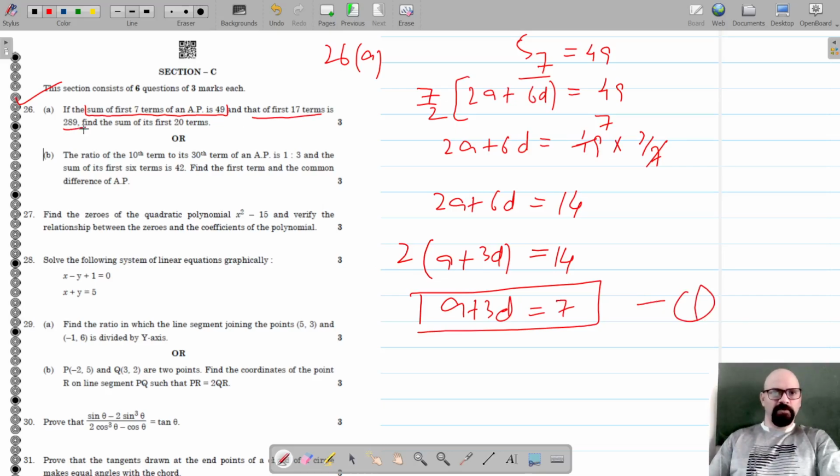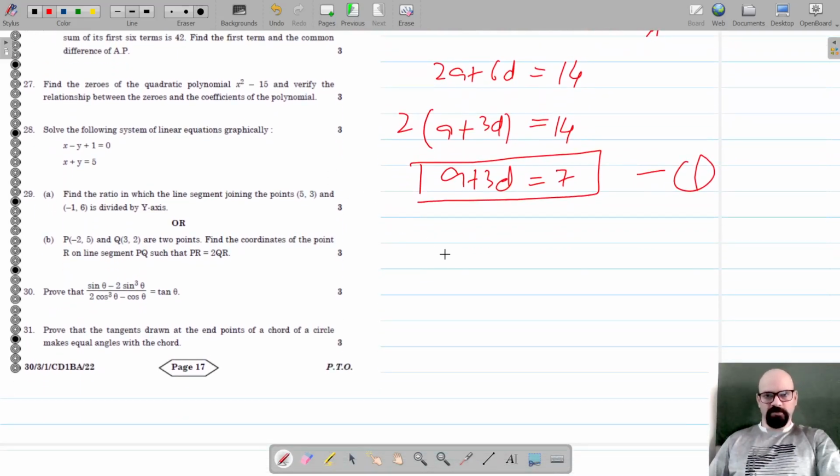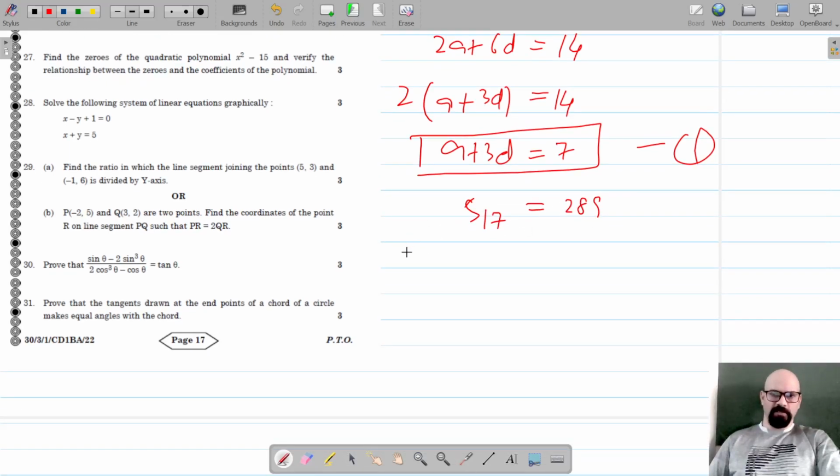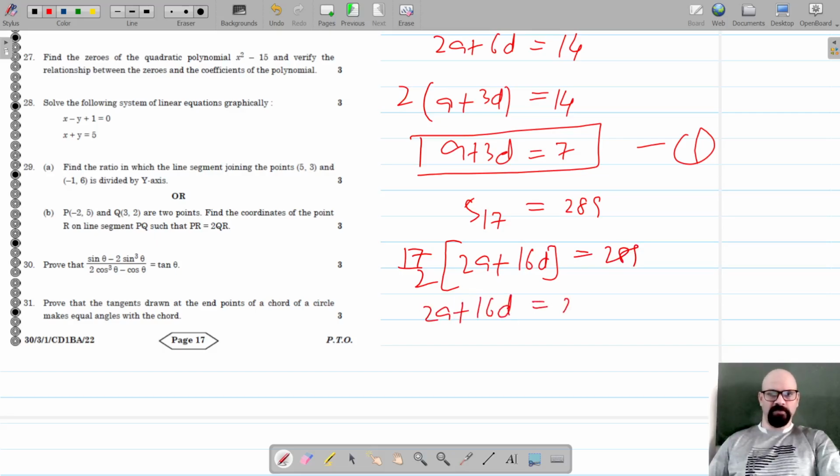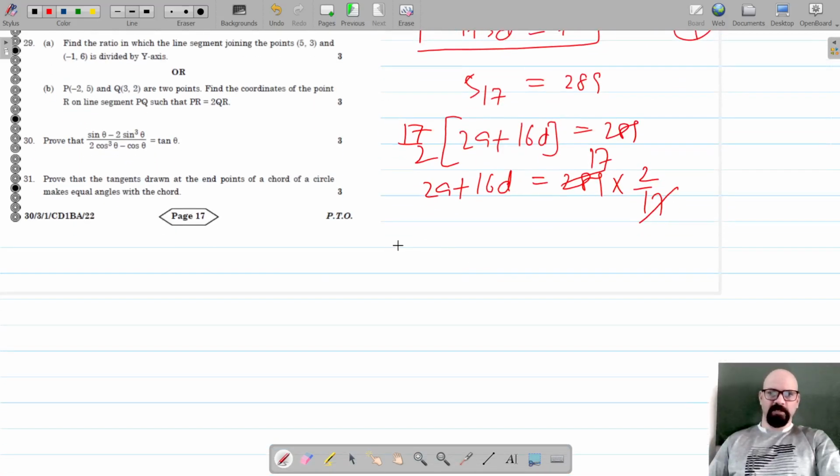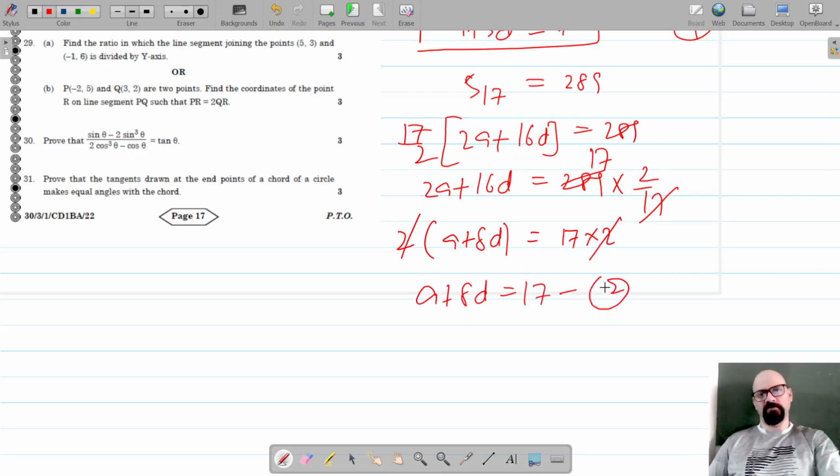Now the sum of first 17 terms is 289. So sum of 17 terms is equal to 289. And the sum of 17 terms is n by 2 into 2a plus n minus 1, which is 16d, is equal to 289. So this is 2a plus 16d is equal to 289 into 2 by 17. And if I take 2 common here, this is a plus 8d is equal to 17, and this is the second equation.